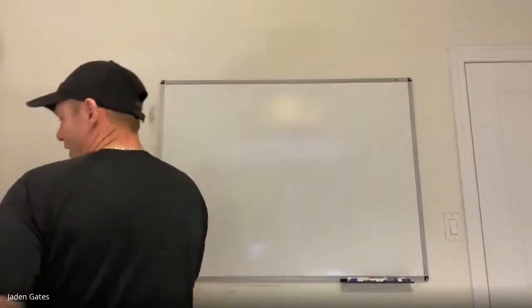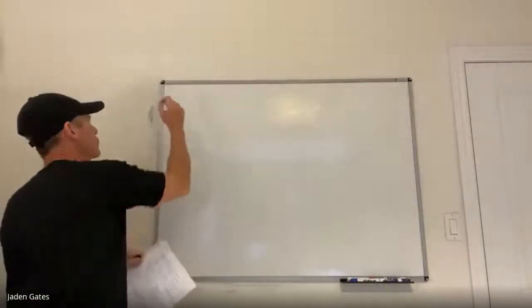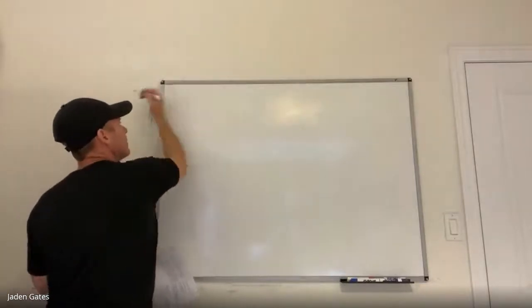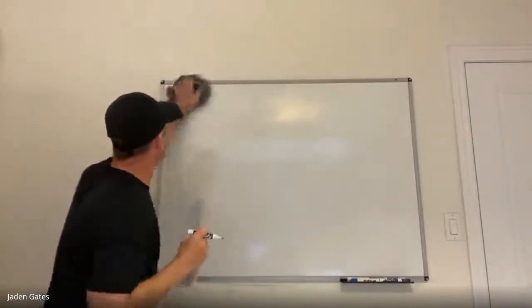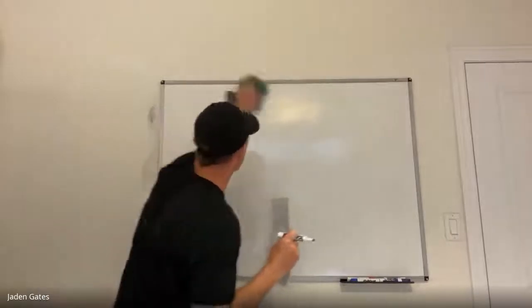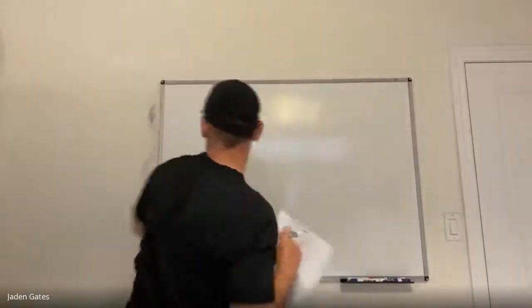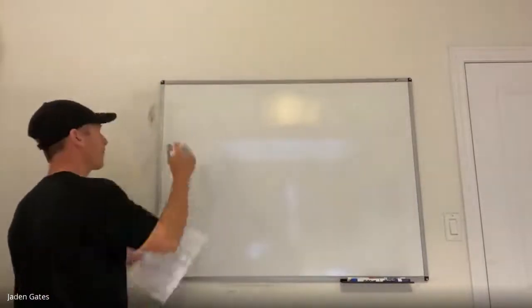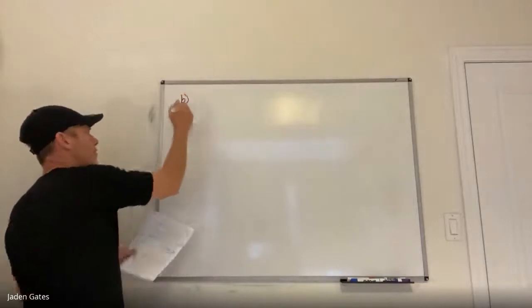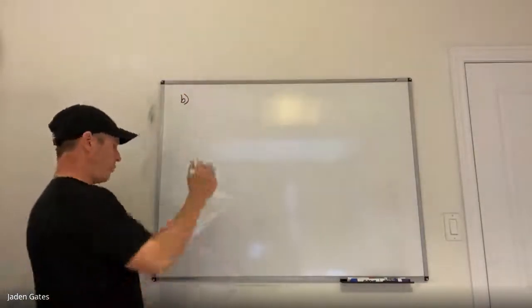All right, so on that note, what we're going to look at here is, I guess, B. We drew that vector. Oops, still wet. Don't want to wreck my markers. All right, so now we get to B.